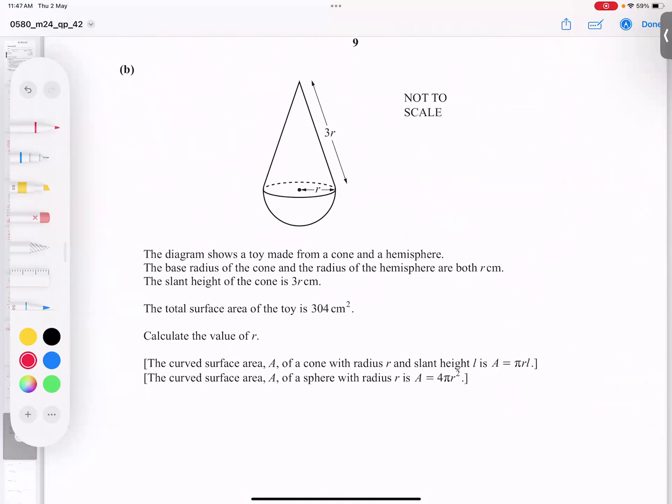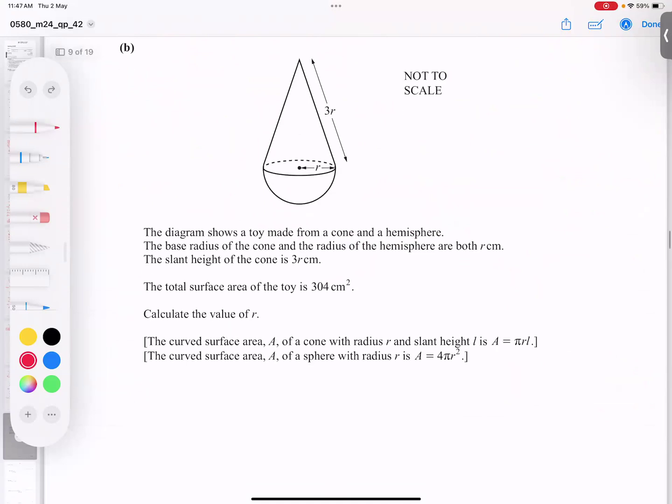Read a question. A toy made of cone and hemisphere is obviously clear. We have a diagram that tells us the radius for both is r. Slant height is 3r. Total surface area of the toy is 304. Because it is not a prism, we can't use that long formula. What is the formula? Cone surface area plus hemisphere surface area.